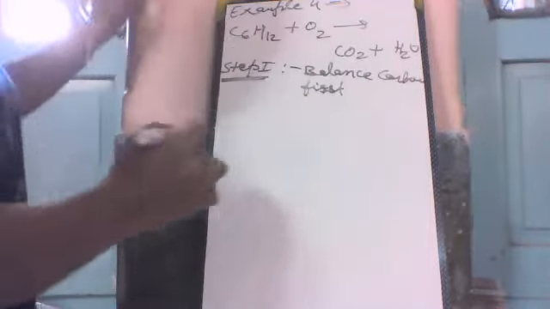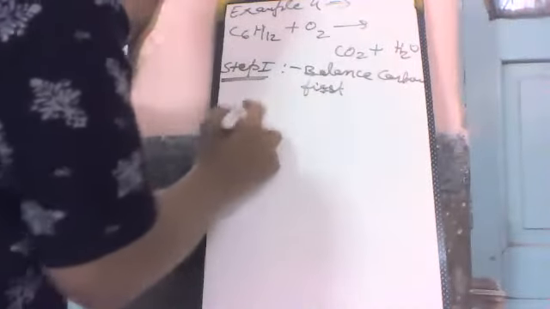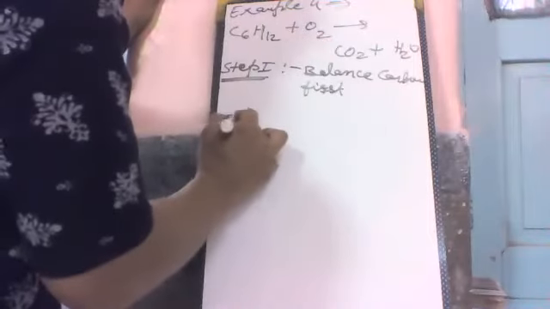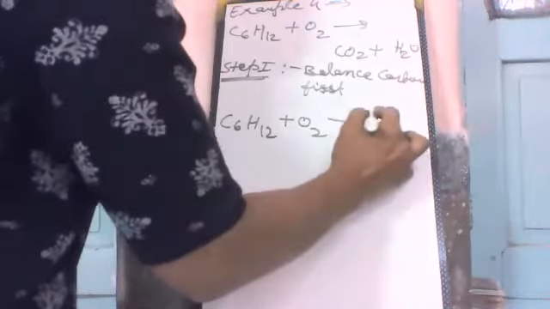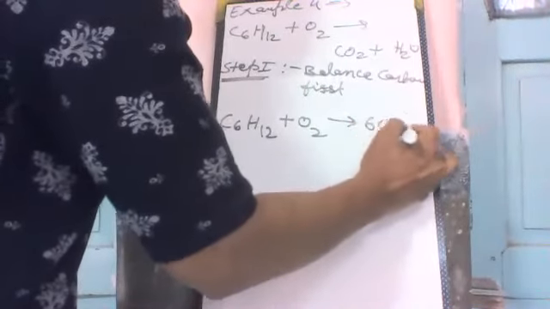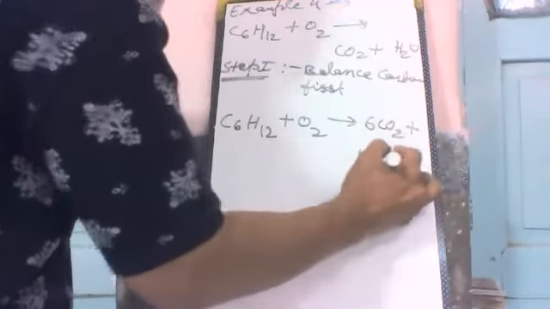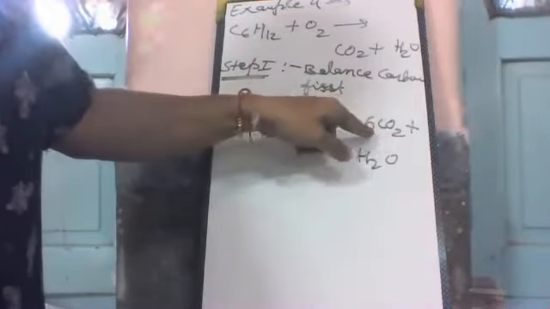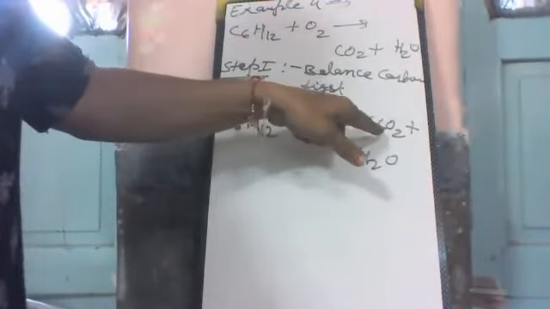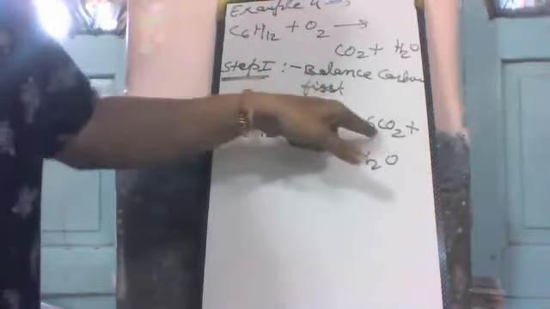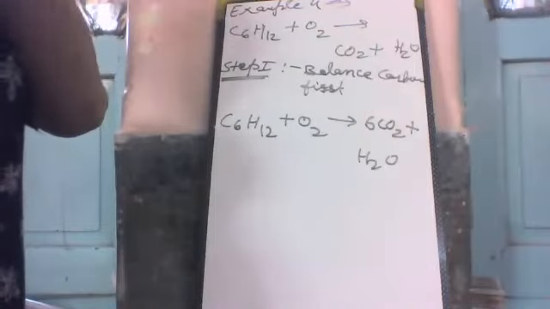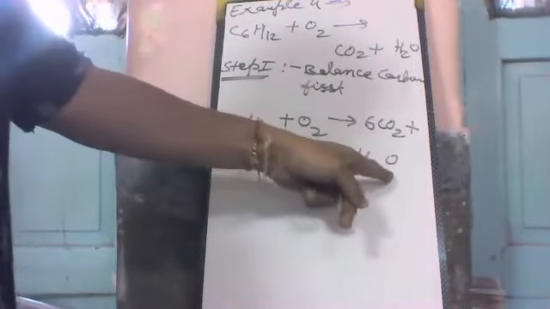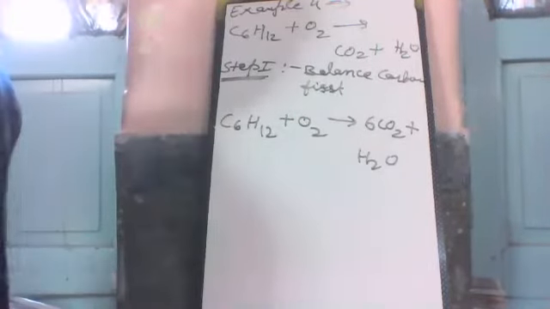The number of carbon is 6 and the number of carbon is 1 only. So make it 6 by putting 6 before the CO2. C6H12 plus O2 gives 6 CO2 plus H2O. On putting this 6 before the CO2, it makes the number of oxygen 12.